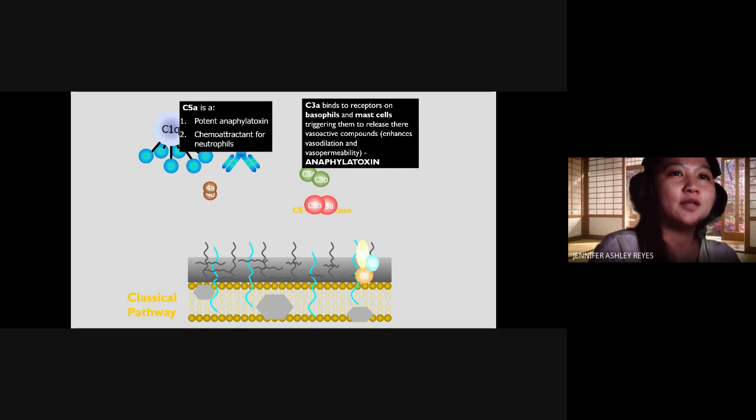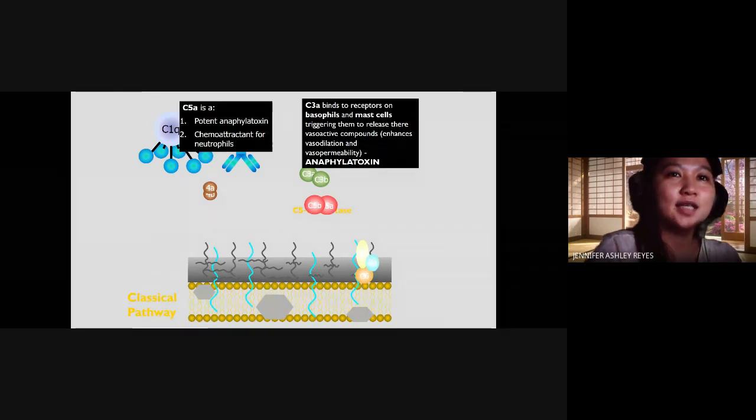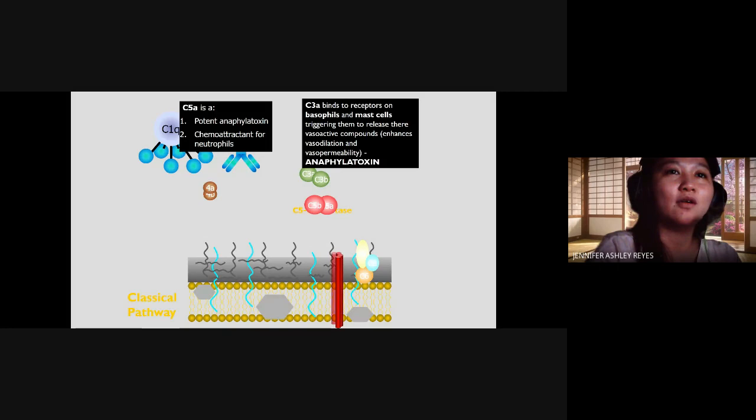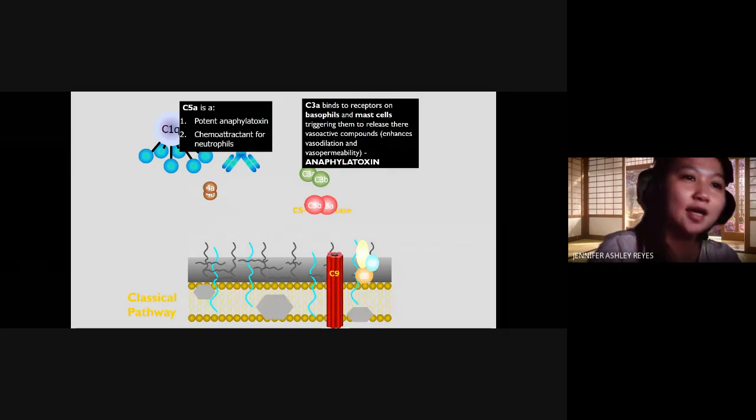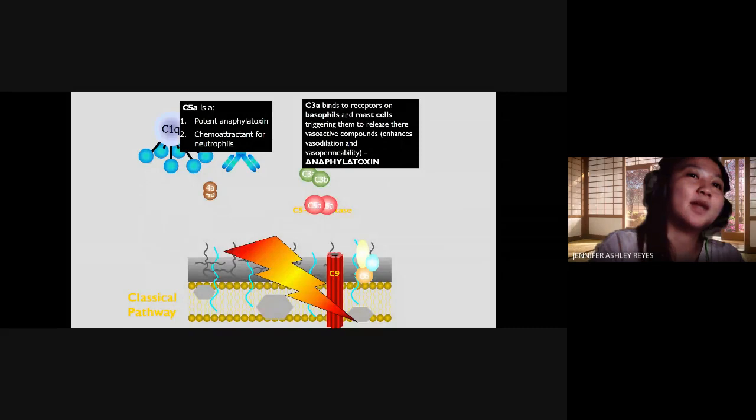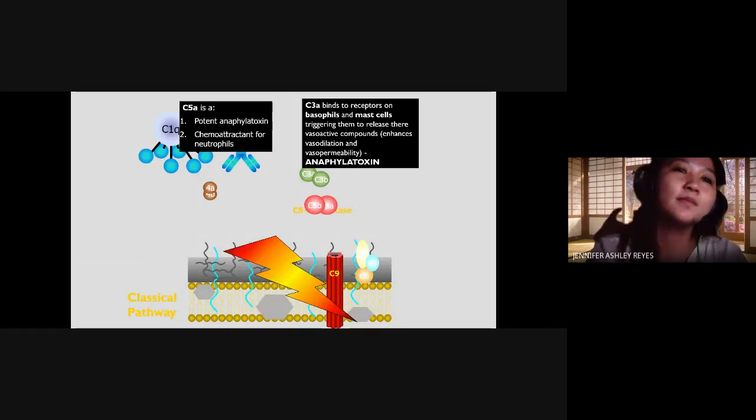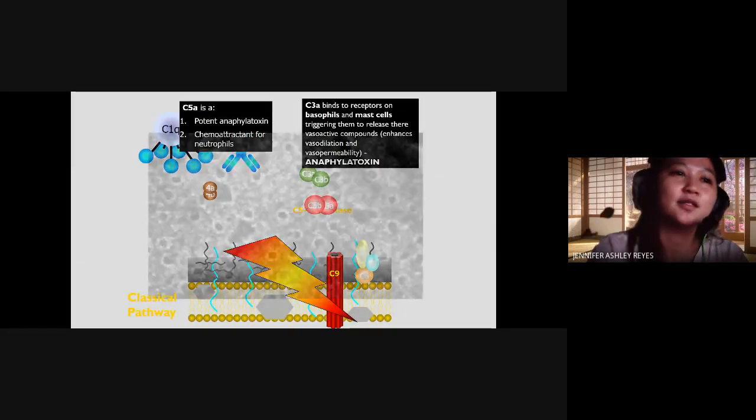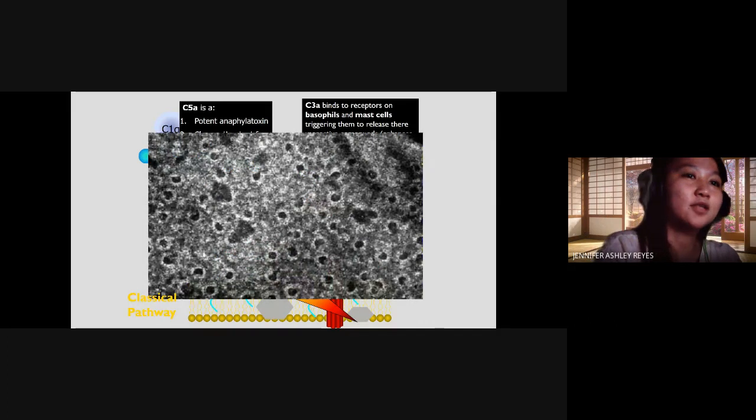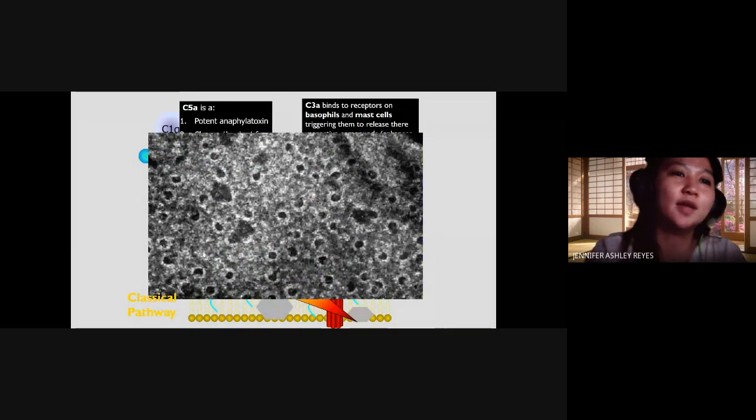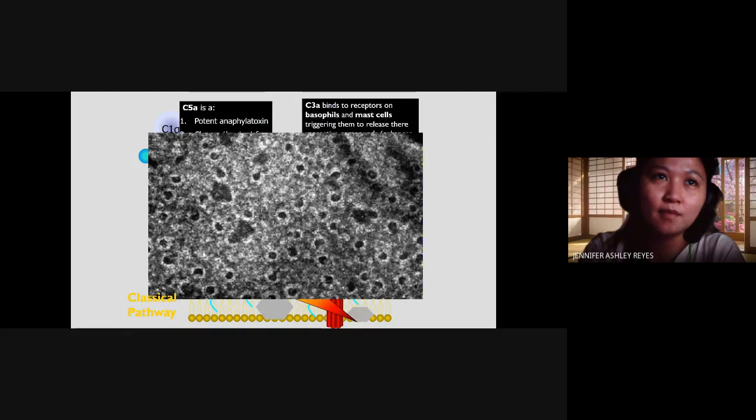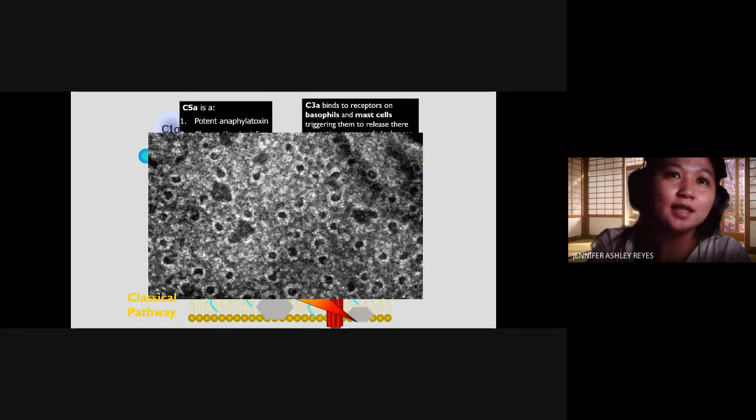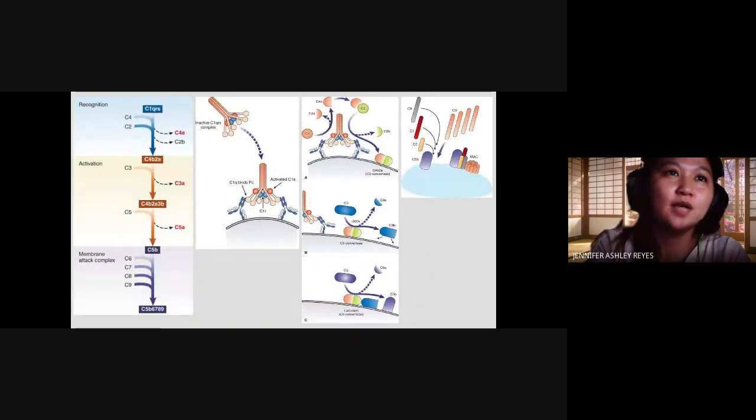So, ito na yung C5 and C6, C7, and we'll call the assembly of the C9, which will actually be the direct one to create a hole in the surface of the bacteria, causing cell lysis. Okay. So, ganito ang itsura under the scanning electron microscope. Merong mga holes ang bacteria. So, yan yung classical pathway.